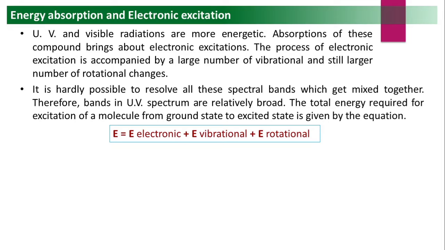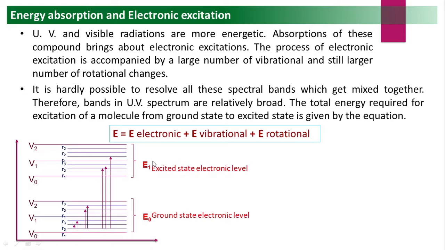So whatever energy is absorbed for the electronic excitations, vibrational excitations will be there as well as rotational excitations, and the separation of these three bands will be very difficult, as they get mixed with each other. That makes the UV-visible spectrum relatively broad compared to other spectra like IR, NMR, C13, ESR. All these spectral bands are sharp, while the UV-visible spectrum is broad.